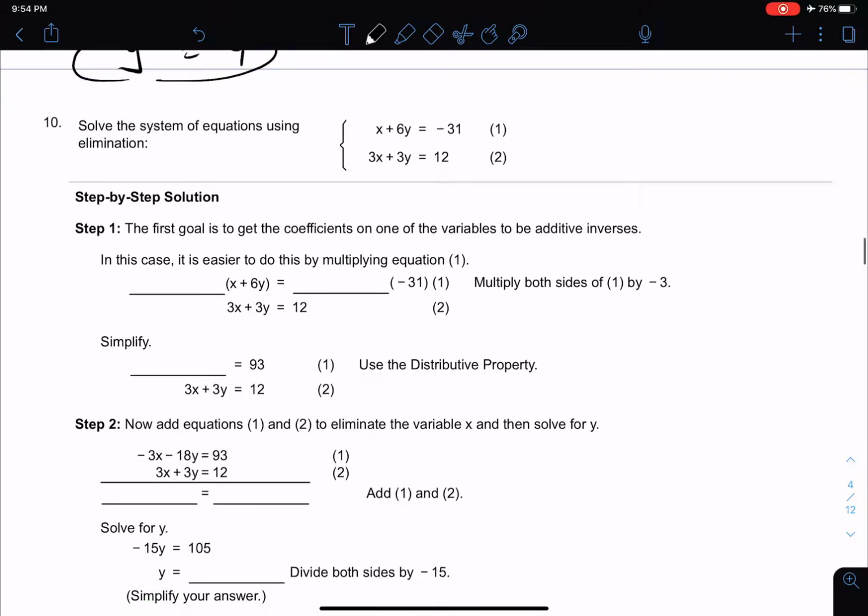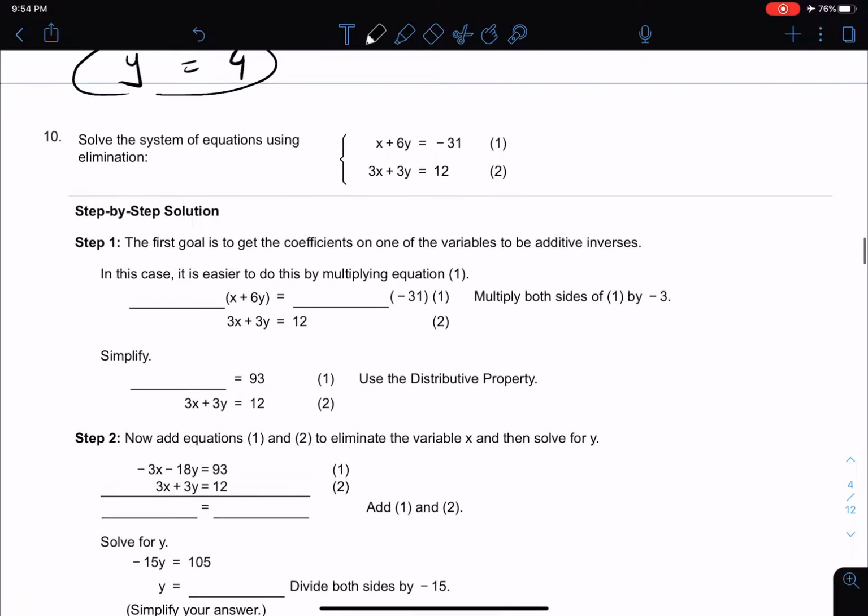Let's go to the next one, which is asking us to solve by elimination. Now this is our third technique for solving equations. The first technique was graphing them. Where do they cross? That's a solution. The second technique is an algebraic technique, which is called substitution. That's where you solve for x or y, sub into the other equation, and simplify.